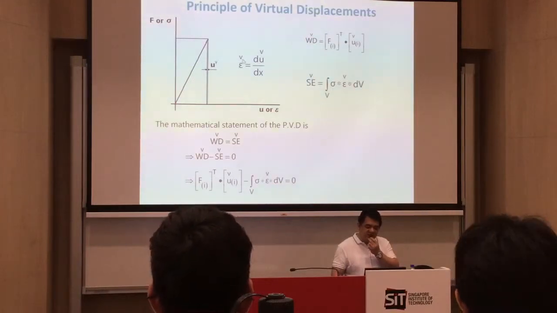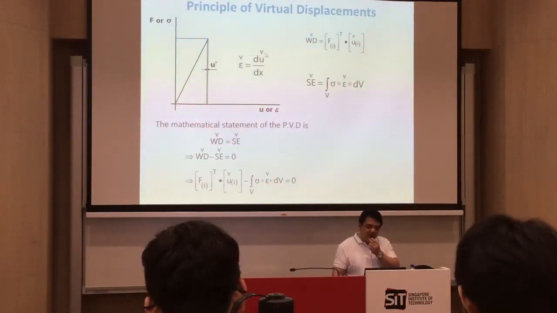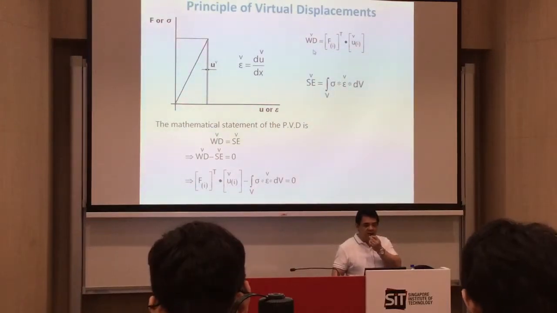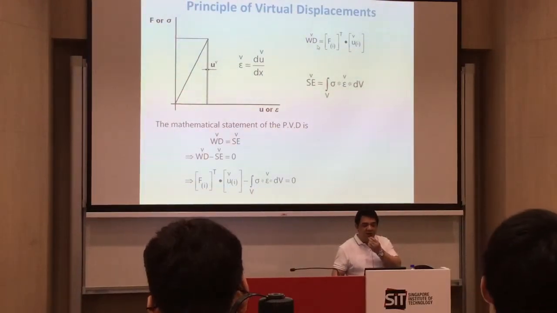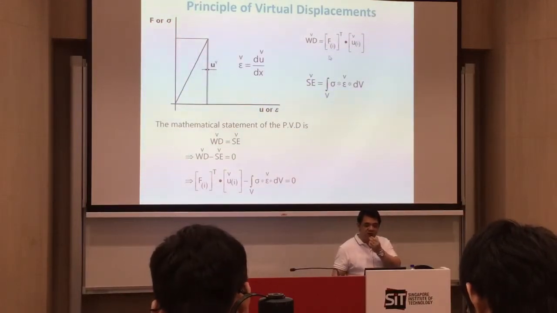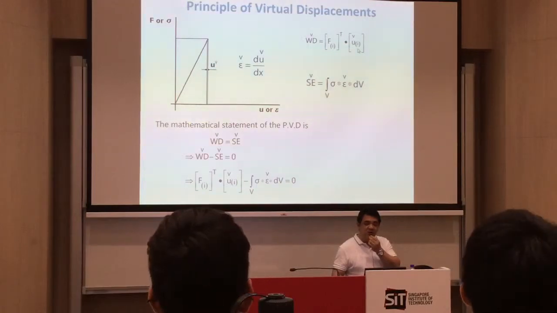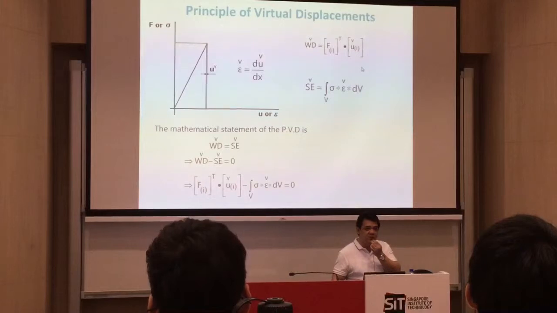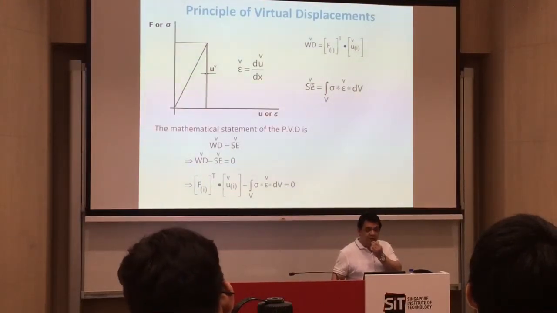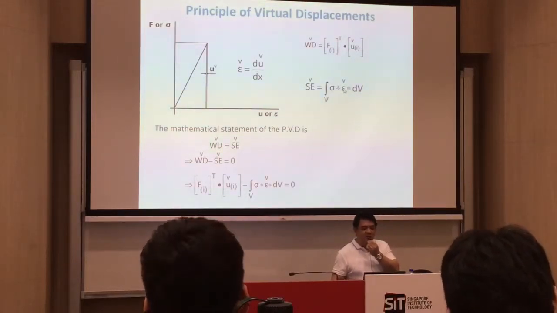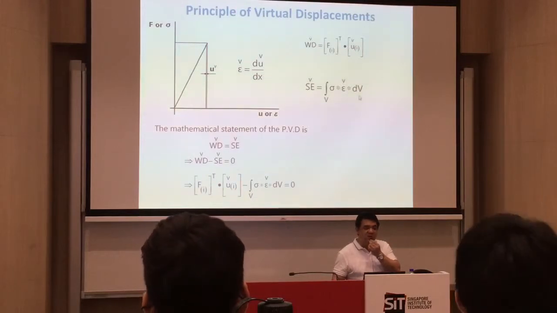So no change, it's just that we have the virtual sign there. So your virtual work done will be equivalent to that force vector transpose multiplied by your virtual displacement. So the same, we didn't change any equation here. We just put the virtual sign there. So your virtual strain energy will be equal to the stress multiplied by the virtual strain dV.